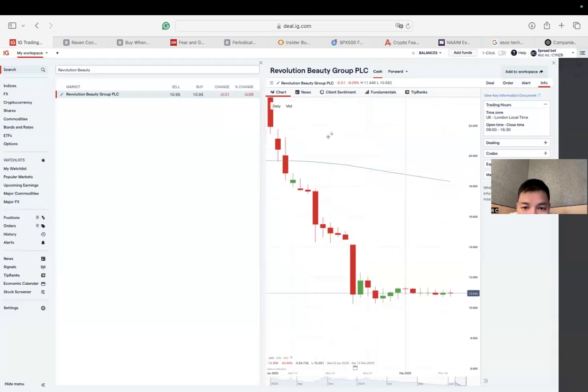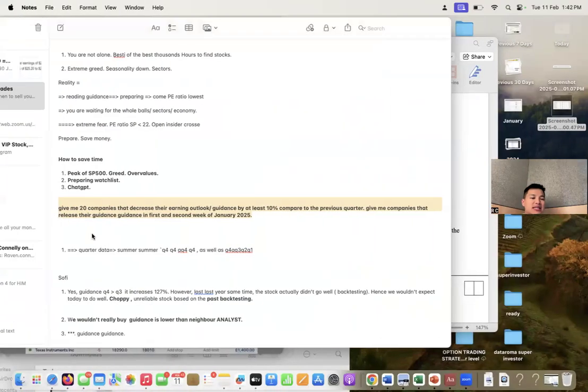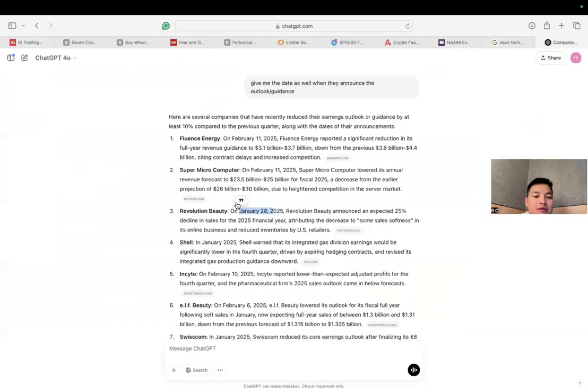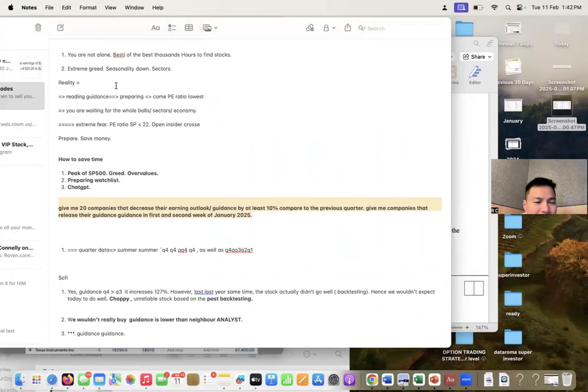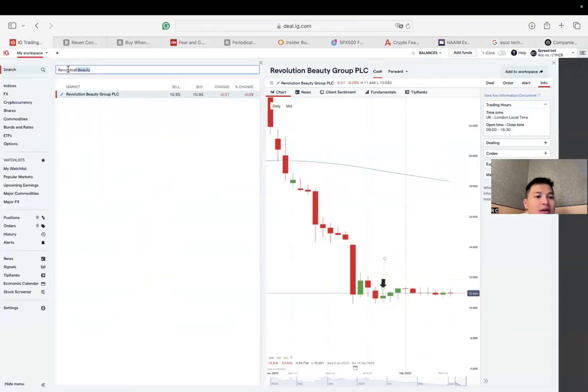28th of February. So you have to go back 8 quarters to do it one by one. It's gone sideways like that. If you go through the 8 quarters, you can see whether it has ever happened before or not. Shell, one division slightly lower, driven higher, revising integrated guidance downward. It didn't give us the date, but it says January.